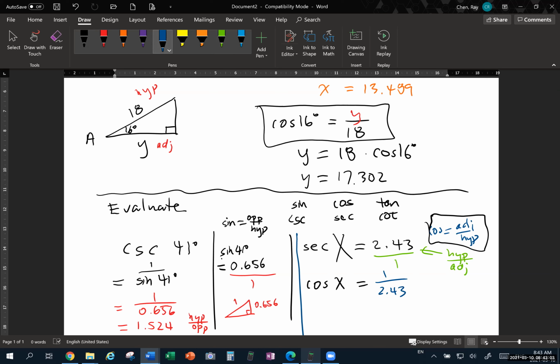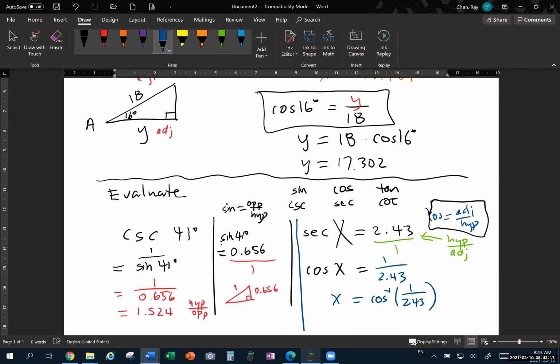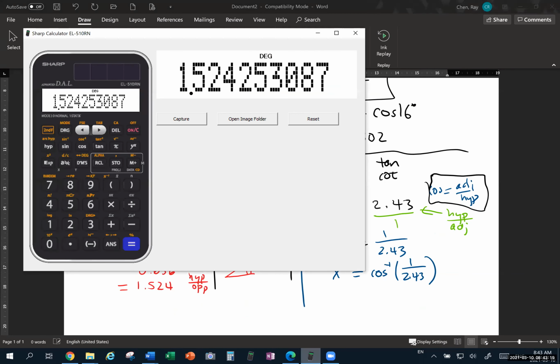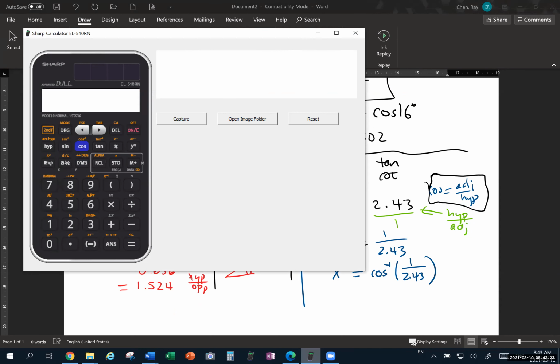Let's pause here for a second. Does that make sense? I think everyone agrees. I just flipped it. So what are you normally going to do? You're going to do the inverse, and that's why they taught you that first, of 1 over 2.43. So you take out your calculator. You do the inverse cosine. Let's clear this for a second. Inverse cosine.